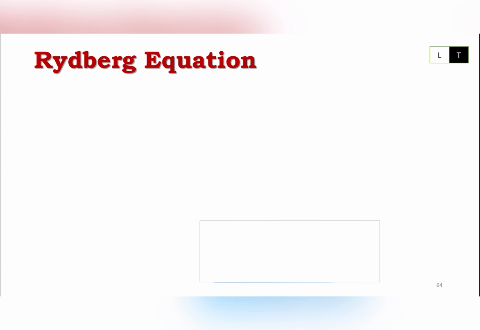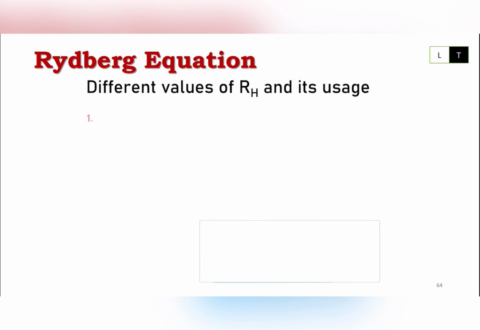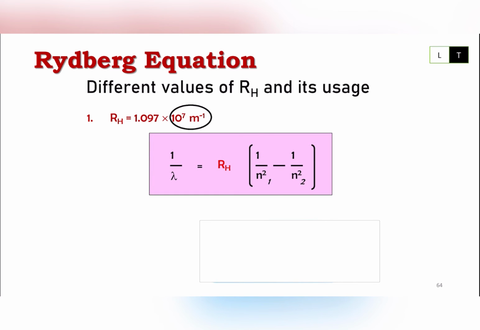So from this video so far, you've learned there are 2 different Rydberg equations that you can use based on its different values. So now we are going to determine its usage. The first one, you have RH equals to 1.097 exponent 7 per meter. This is where you have this exponent value, where this value should be used in this formula, 1 over lambda. In this case, please make sure your N1 must be less than N2.